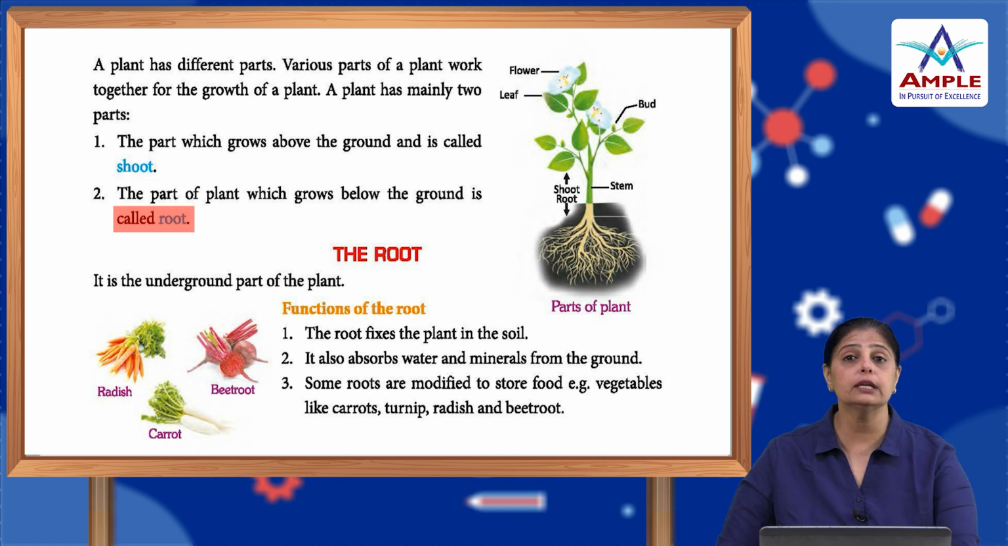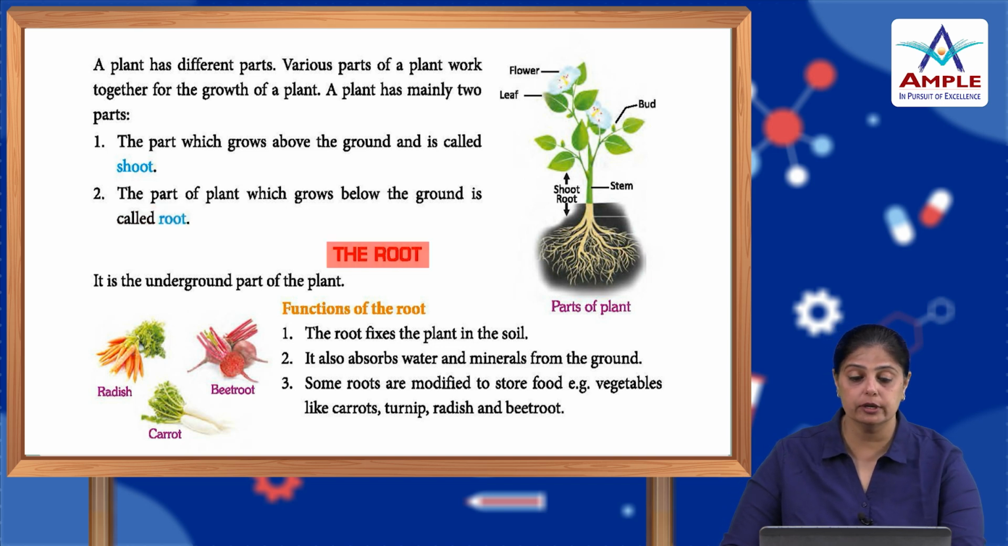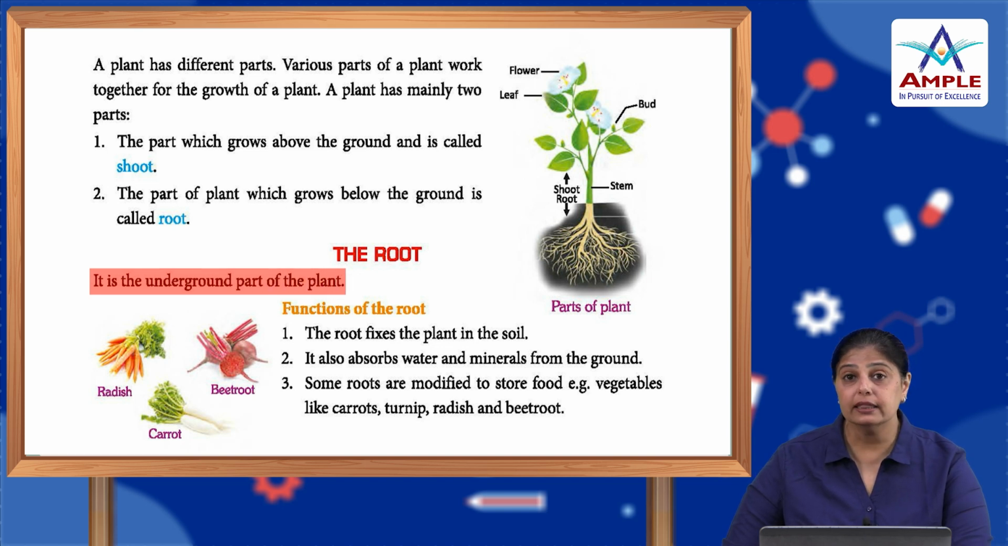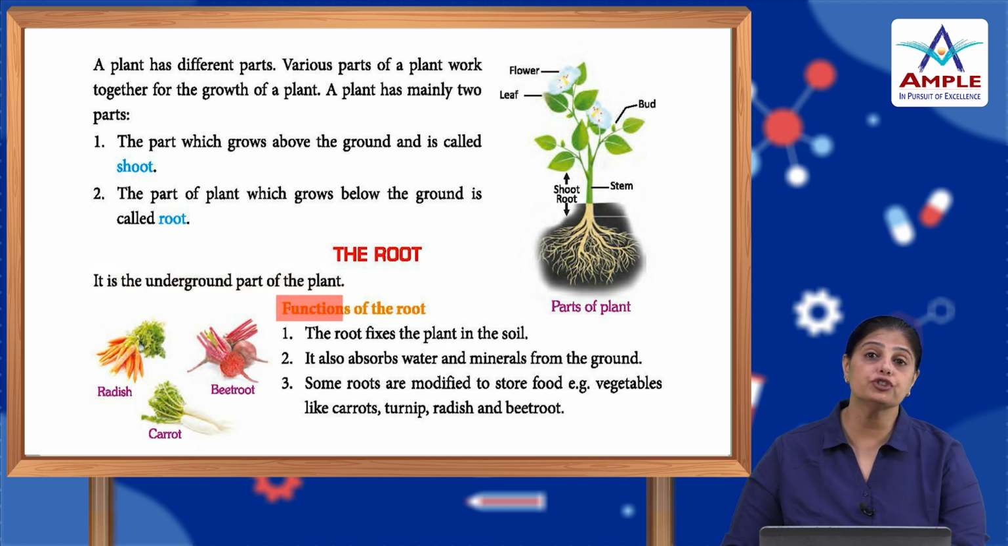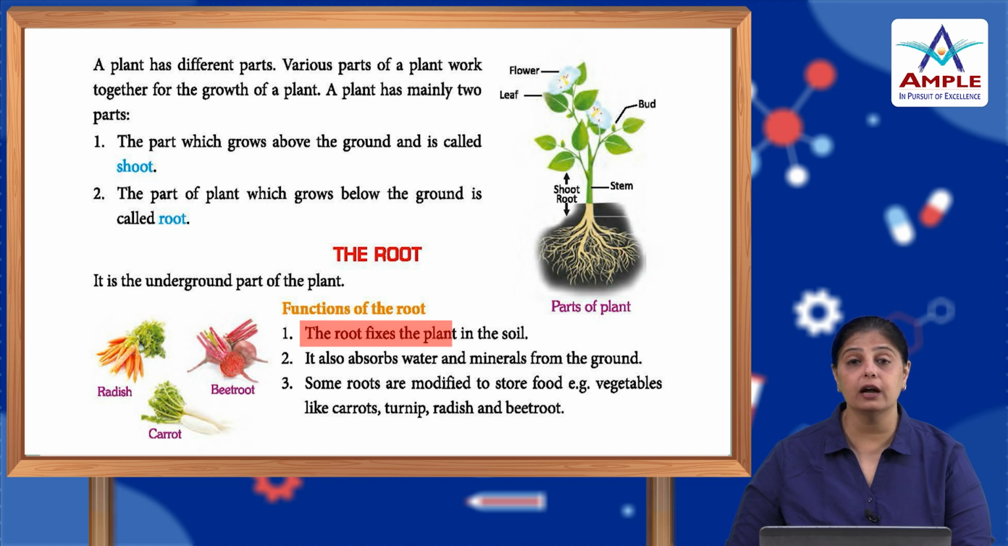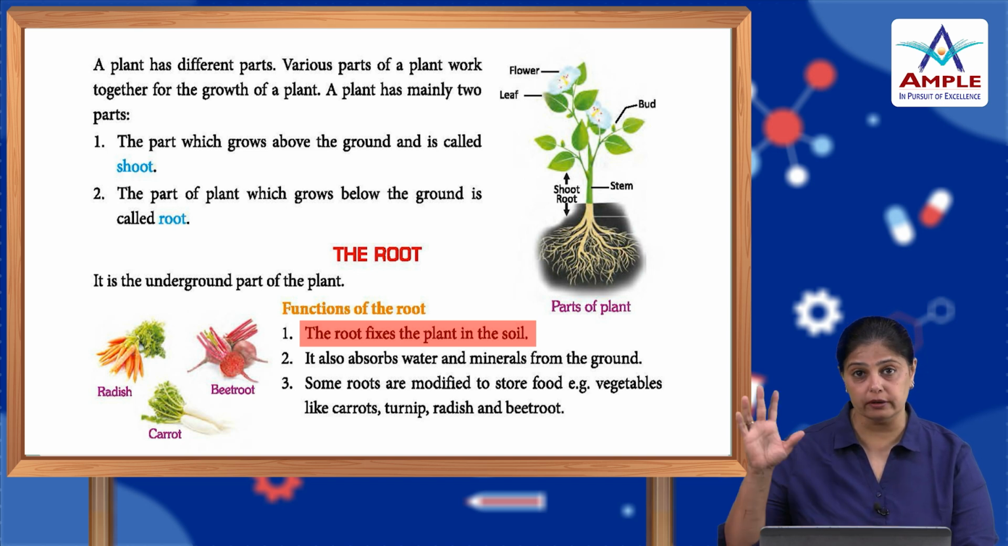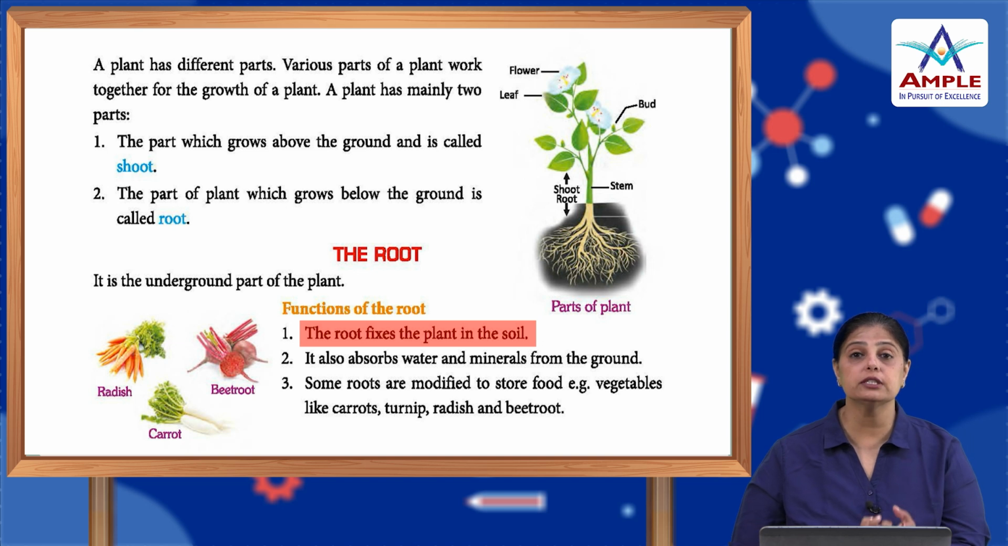Now let's talk about the root first, okay. It is the underground part of the plant. We cannot see the root, they are down below in the soil. What are the functions of the root? First, the root fixes the plant in the soil. So the main function is to fix the plant inside the soil, otherwise it will go flowing, okay. But these roots hold them firmly into the soil.